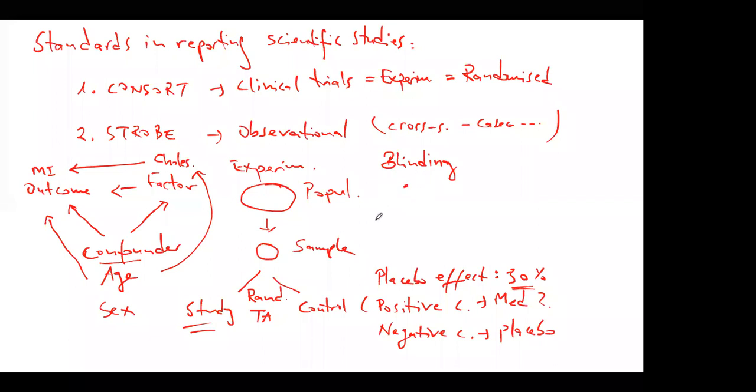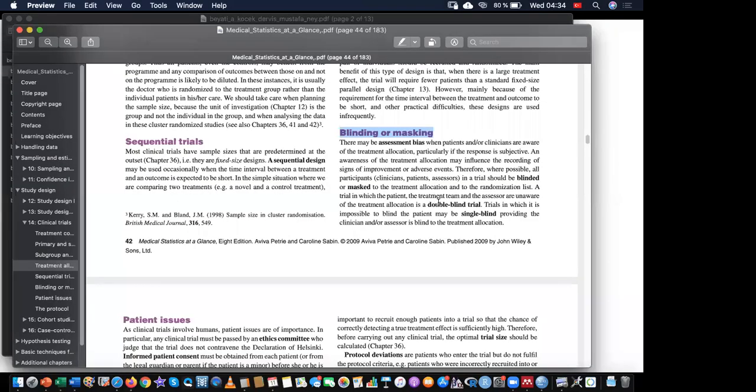So let's come back to blinding. A blinding can be single blind, or double blind. Maybe there will be other blind things, but this I leave to you. So single blind or double blind. A trial, let us read this here. A trial in which the patient, the treatment team, and the assessors are unaware of the treatment allocation is a double blind trial. So nobody knows which medication is given to which person, not the patient, and also not the doctor or the scientist or researcher. Both of them don't know it. This is called a double blind trial.